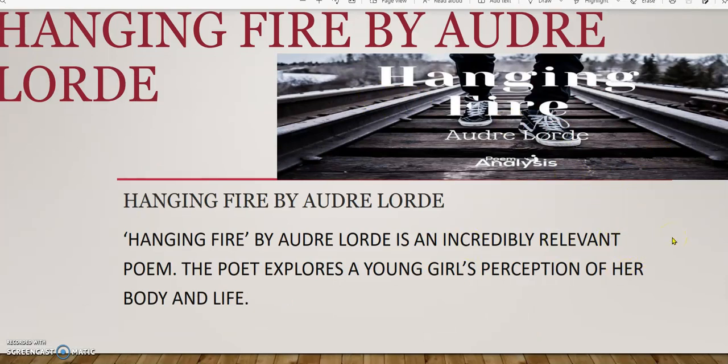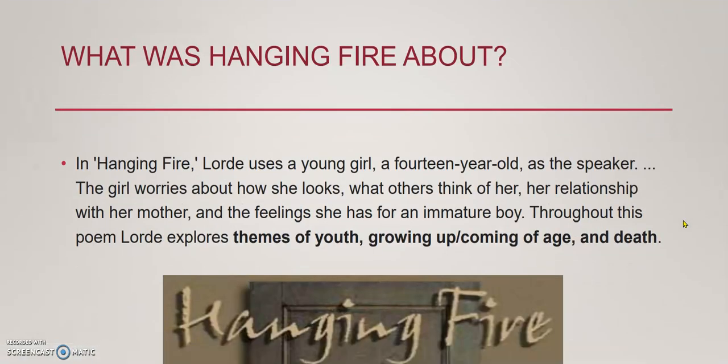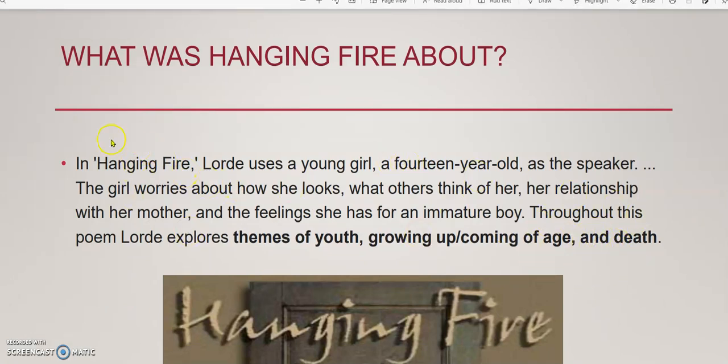Hanging Fire by Audre Lorde is an incredible, relevant poem. The poet explores a young girl's perception of her body and life. Students came to know that Hanging Fire was about a young girl of 14 years old.